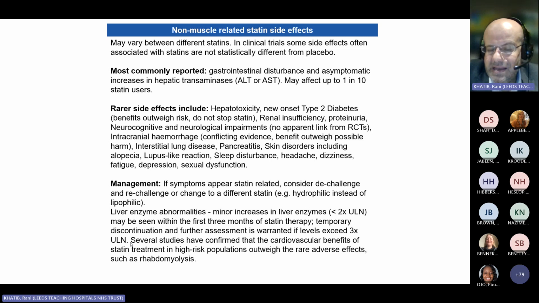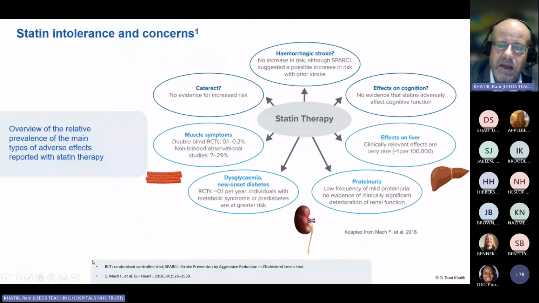So the idea is to be familiar with the non-muscle related statin side effects, because you will find that in our cohort, nearly 40% of patients referred to our statin intolerance clinic are referred with a non-muscle problem. And this paper here nicely went through all the different concerns, and you can have a read of it. Basically, it goes through everything that people seem to be reporting and concerned about, and elaborates on it.